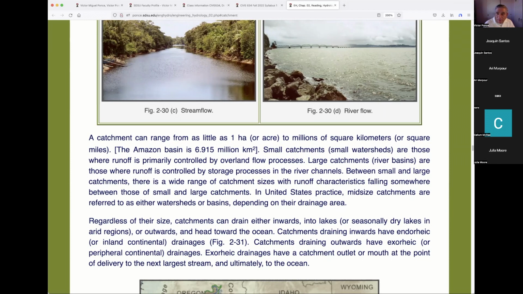So my property is not too small or too big, but the point is that it's measured in a fraction of an acre. I think I have about 0.3 acres in my property, and this is already a watershed. The largest watershed, we have the Amazon Basin that has 6.915 million square kilometers and covers 8 countries in South America.